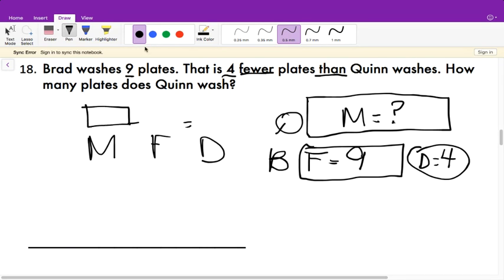And then minus, sorry, that's very messy. Let me erase that really quick. Okay, so I'll put a box for more. And then minus fewer, we have 9 equals 4 for the difference.